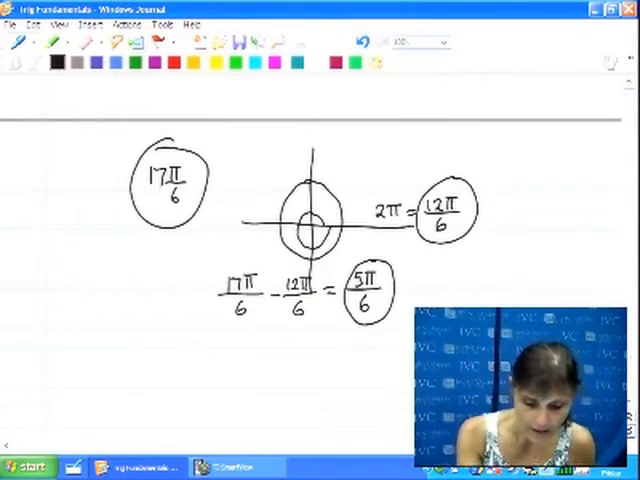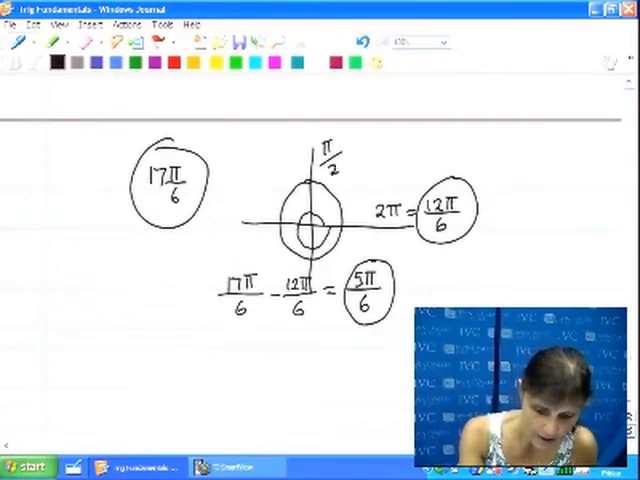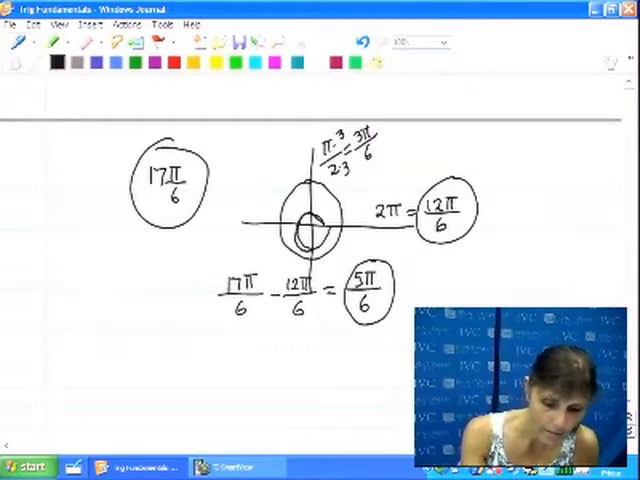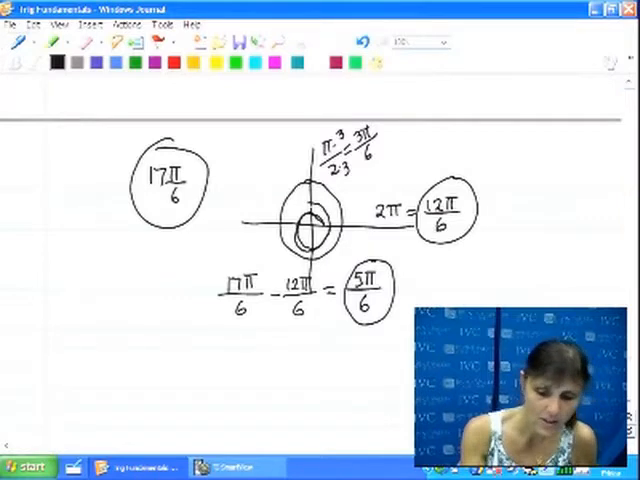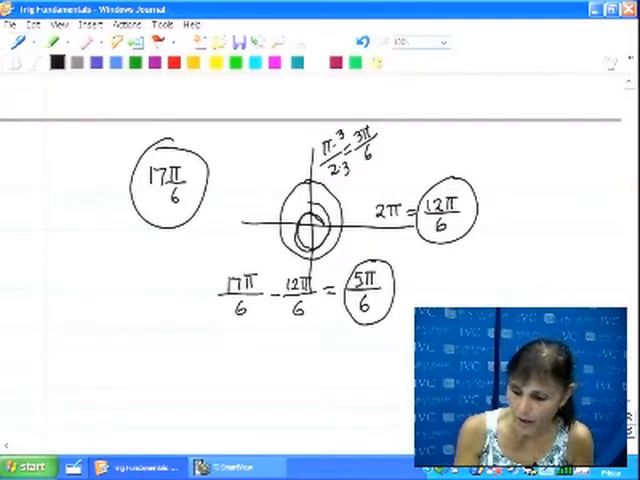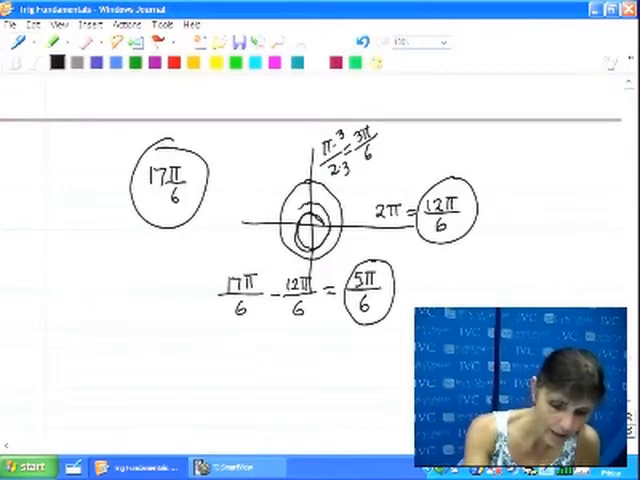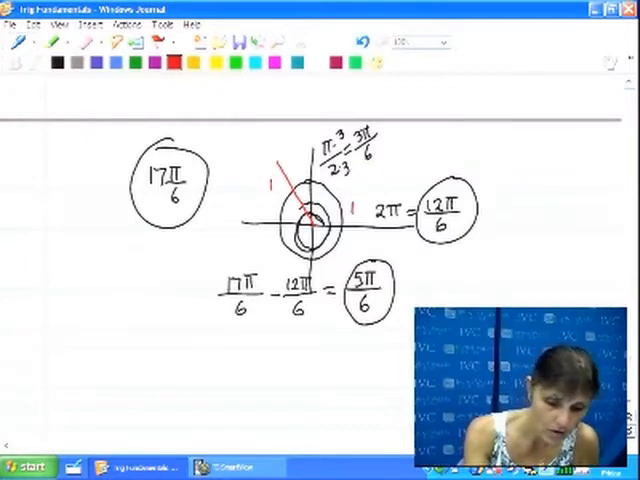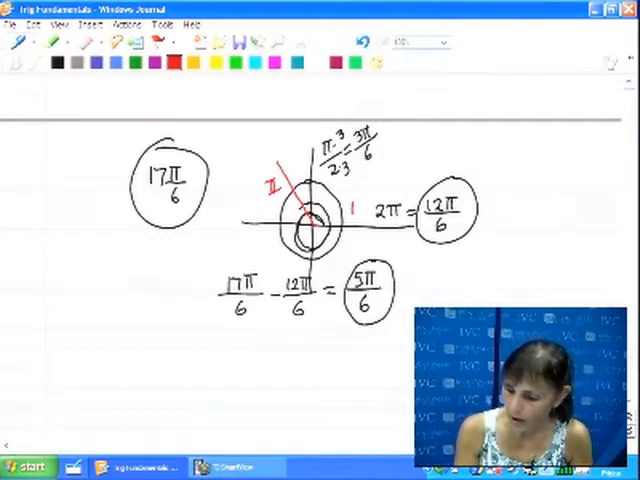So I know that this is pi over 2, right? Which is the same as, let's multiply top and bottom, 3 pi over 6. So I'm going to have to go around one time, past this thing, 3 pi over 6. And what am I going to have? I'm going to have a little more and end up right here. Does that make sense? Okay, so this is quadrant 1, and I'm in quadrant 2.